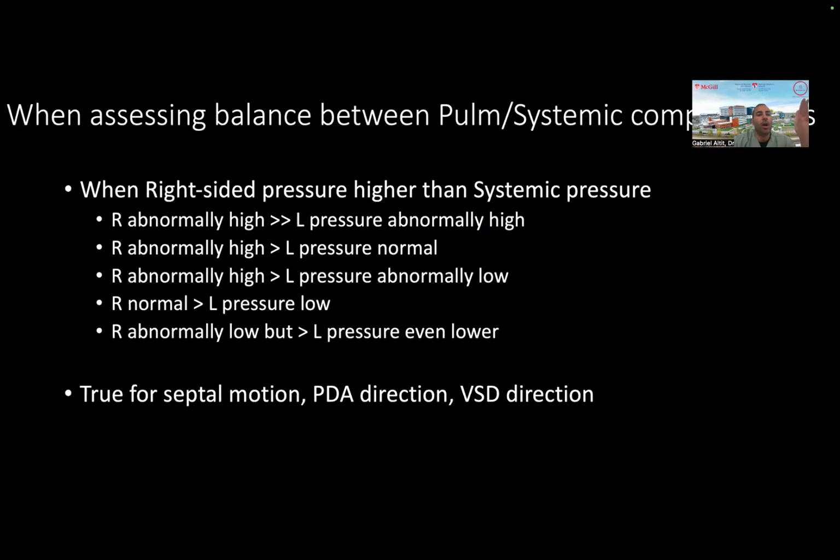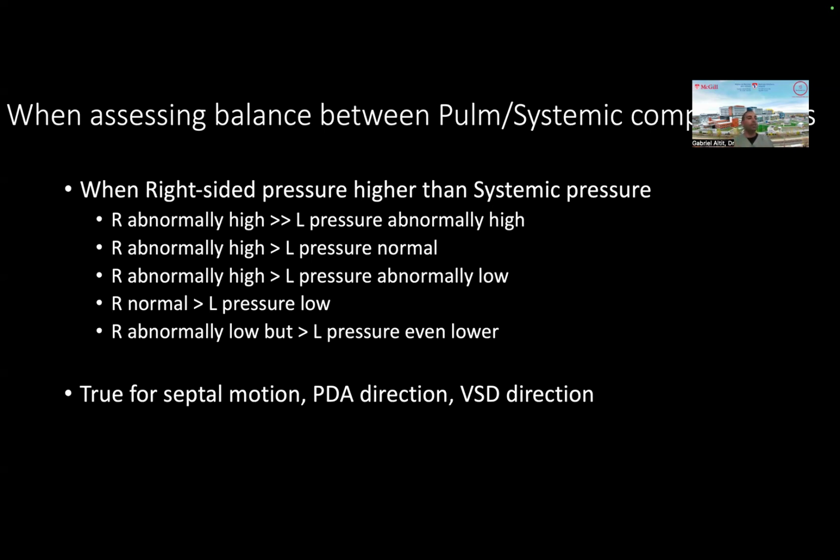Okay, so always think about assessing the pulmonary to systemic compartment balance. So either the right is abnormally high and the left is also. For example, you could have 120 millimeters of mercury in systole in your RV and 80 millimeters of mercury in your LV. So you're suprasystemic, your LV pressure is okay for the age. You could have 200 millimeters of mercury in your RV and 150 in your LV, and it's still going to be bowing, right? So it's to put things in relation.